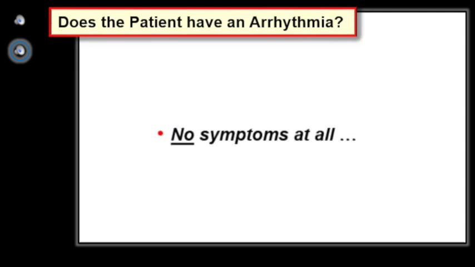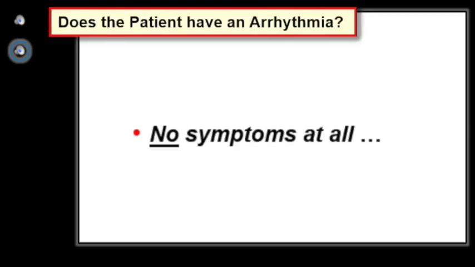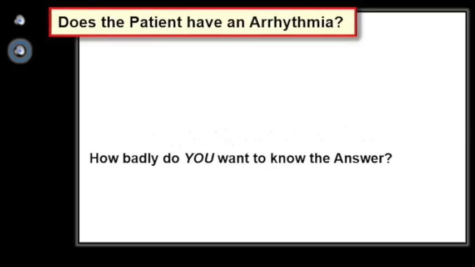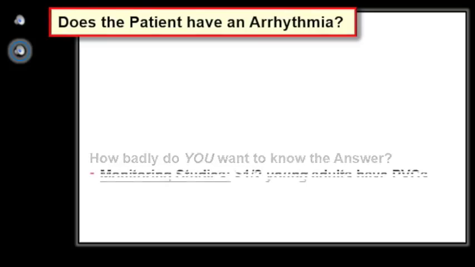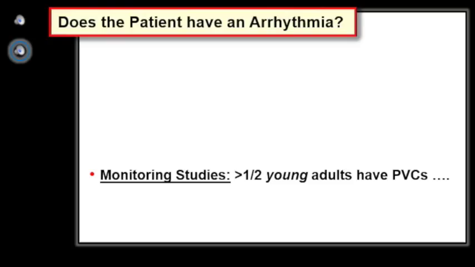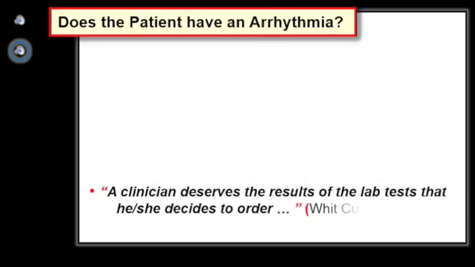So it's good to be aware of the variety of ways in which patients with arrhythmias may present. And then there is this, the patient with an arrhythmia who has no symptoms at all, which raises the question of how badly you want to know if the patient you are seeing does or does not have an arrhythmia. We know from monitoring studies that more than half of all young adults have at least some PVCs on 24-hour monitoring.